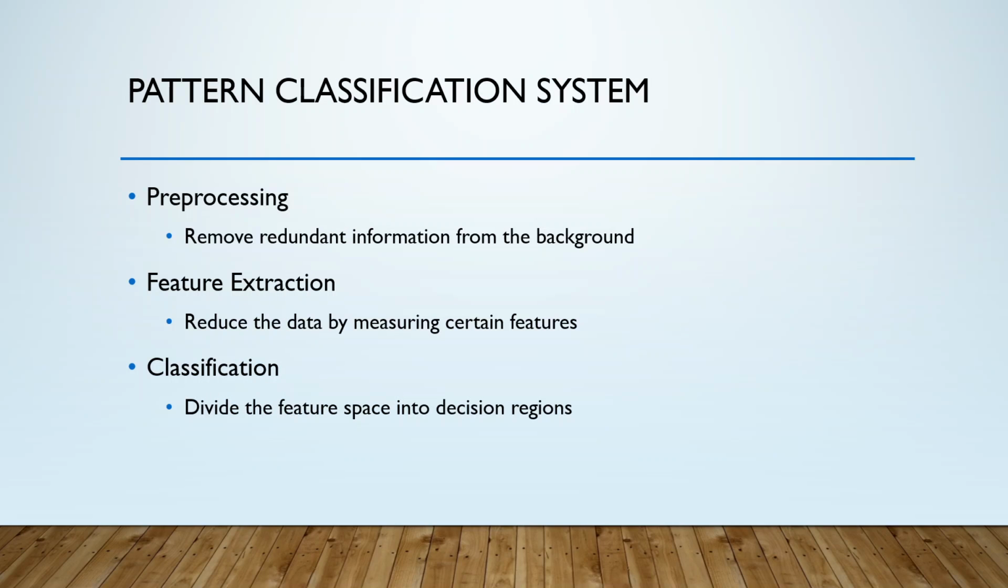Now, this is all about how different types of learning in pattern recognition are possible. So, what is the pattern classification system? It comprises mainly three steps: pre-processing, feature extraction, and classification. Pre-processing is the process where we remove redundant information from the background. You got some data, and from the data, you need to remove certain unimportant information.